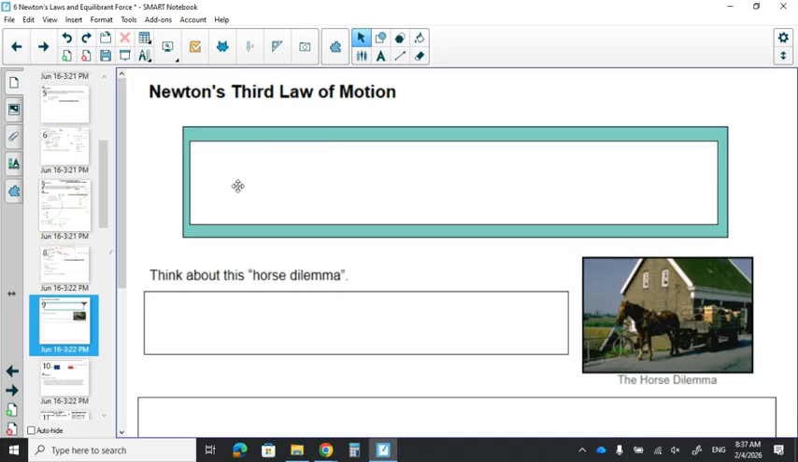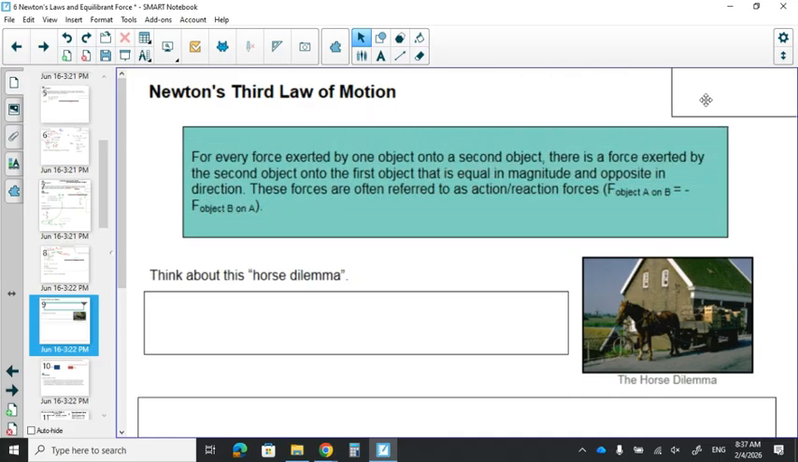And finally, Newton's third law. Newton's third law: for every action force there is an equal and opposite reaction force. Yeah, that's the thing, right?